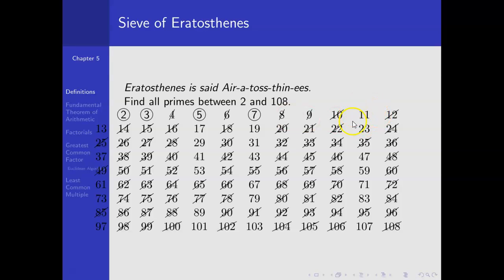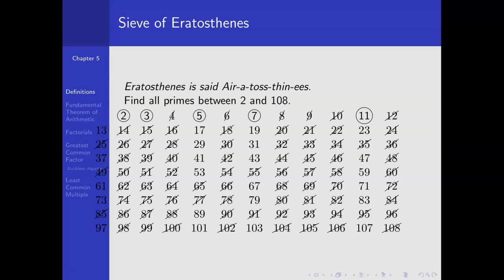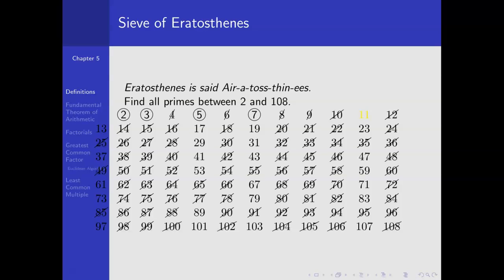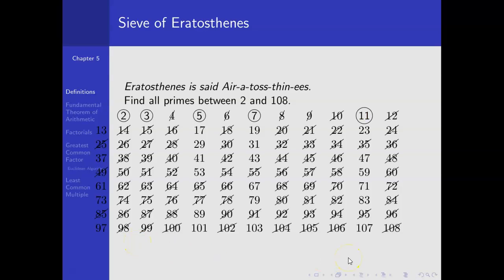Our next number that's not crossed out yet is 11. So we're going to look at multiples of 11 that have not yet been removed. I could go back just for a second. That would have been 22, 33, 44, 55, 66, 77, 88, 99. And then the next one would be 110. So that's it.